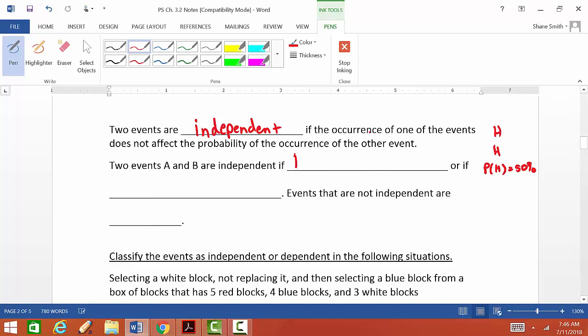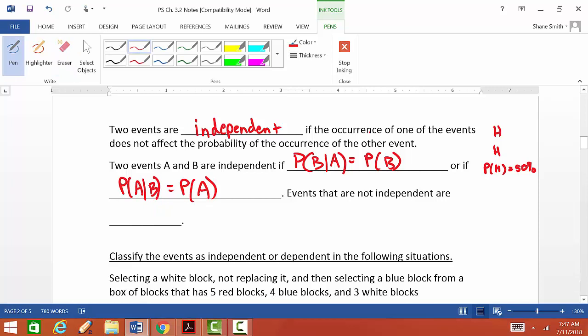And because they don't affect each other, the probability of B given A is equal to the probability of B, and the probability of A given B is equal to the probability of A. And this means that we don't care that B has happened. We just care that if B has happened, the probability of A is still the same. That's all this says. This is just a mathematical way of writing it.